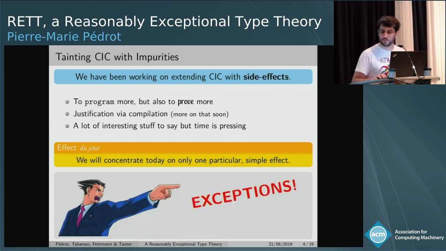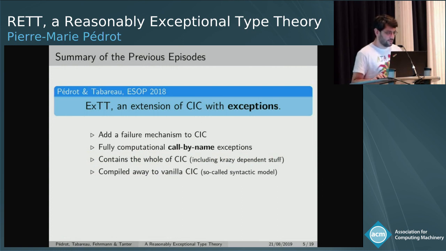So there is only one very simple effect I will be talking about today, and these effects are exceptions. All right, so background, we gave an extension of CIC to exceptions last year, and you can picture it that way. This is really just COC together with the failure mechanism, which is called by name, so this is a bit strange if you're used to usual exceptions. And I insist on the fact that this is really the whole of CIC, so the incredibly dependent stuff just goes through. You interpret all of CIC. And the good thing is that this is compiled away by means of a mere program translation to the usual COC implementation. So that's what we call syntactic models.